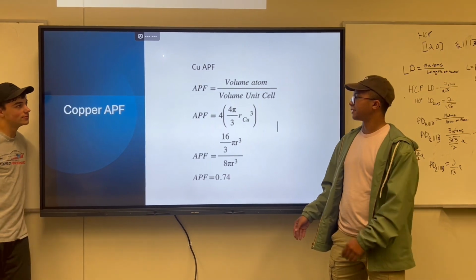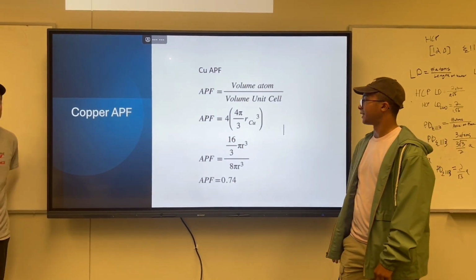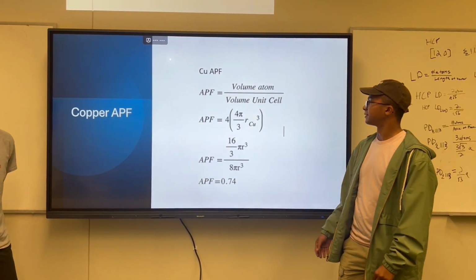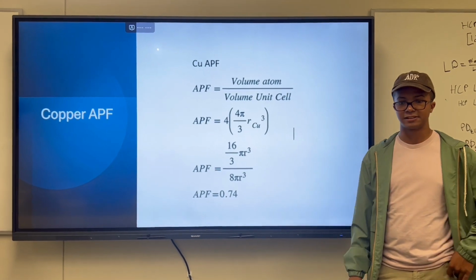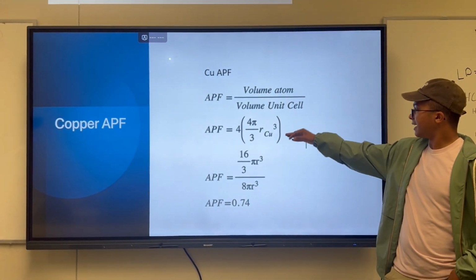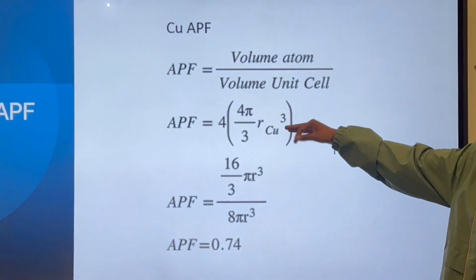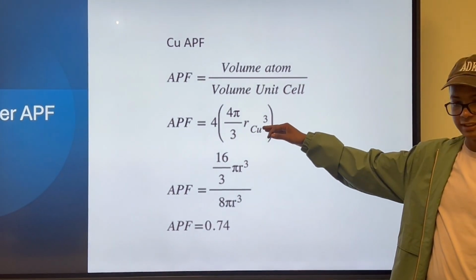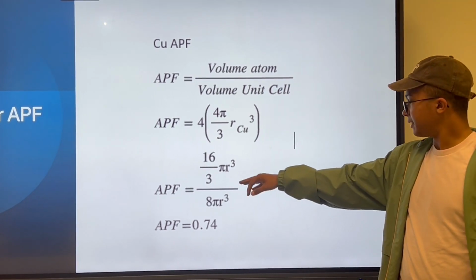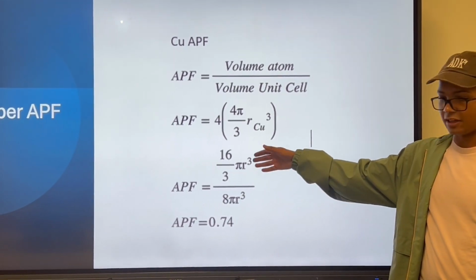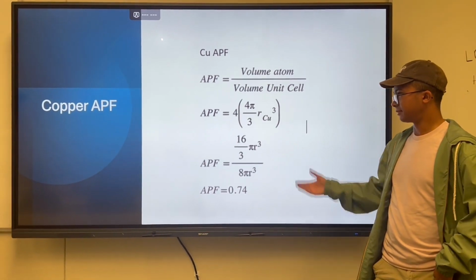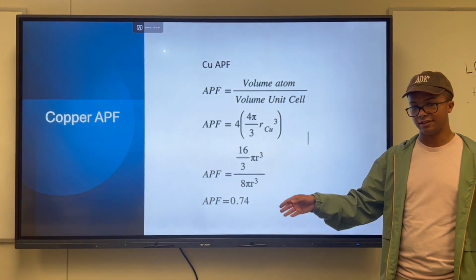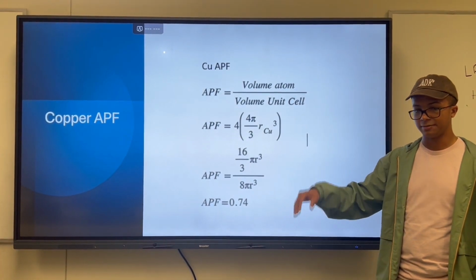All right, so here we have finding atomic packing factor, specifically for copper. For atomic packing factor, you're finding it just by taking the volume of the atoms divided by the volume of the unit cell. Here's the math for it. You have to get the atomic radius of copper specifically. Once you do all of that, you just take the volume of the atoms divided by that, and it's 74%. So 74% of the unit cell is occupied.